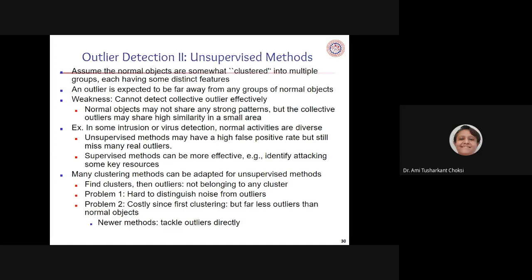What we do is, we find the clusters, then the outliers are those not belonging to any cluster, right? Problem 1 is that it is hard to distinguish noise from outliers. The second one is that it is costly, since first we have to do the clustering, right? But there are far fewer outliers than normal objects. So it is very costly. Newer methods tackle outliers directly. Okay.